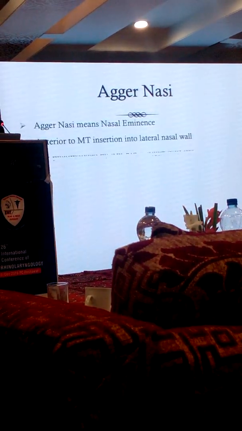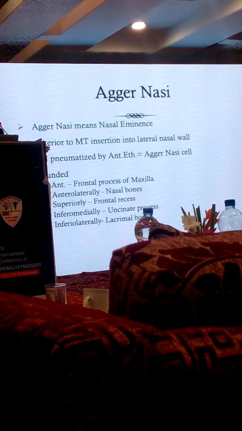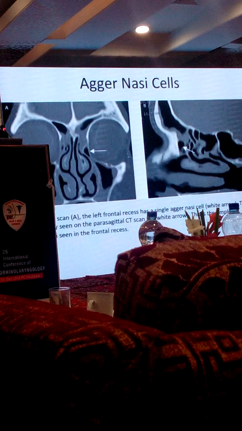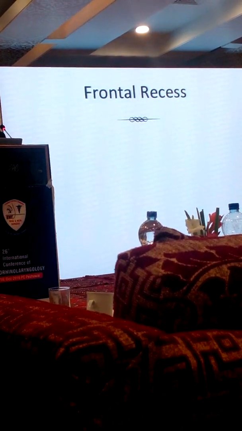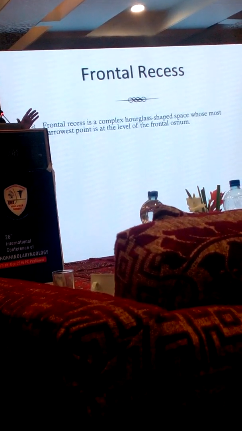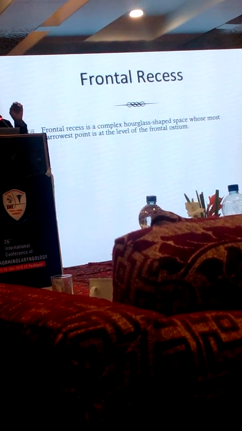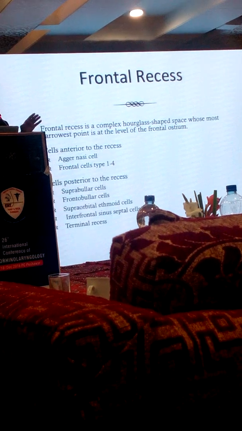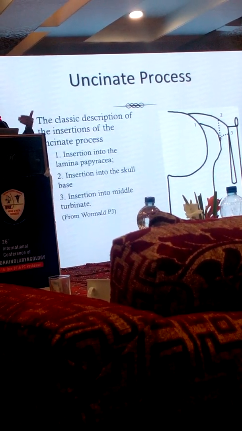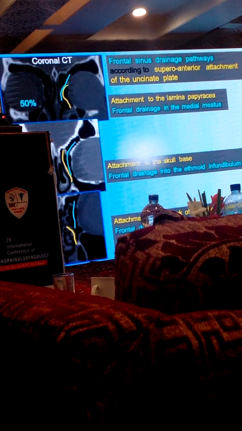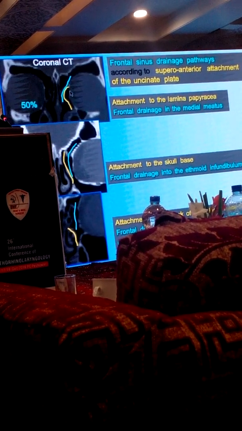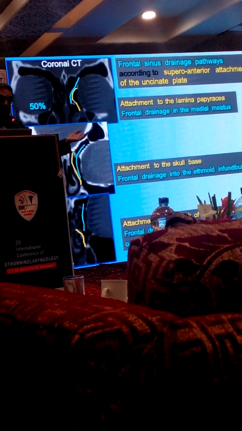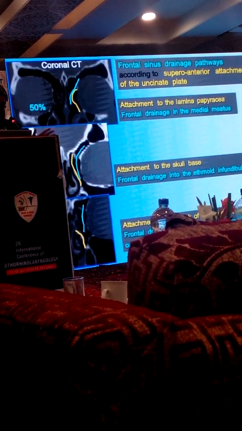Okay. There are a lot of things about agger nasi which I cannot discuss right now, but we have already mentioned. I will skip this here. This is a very important structure. This is the most difficult area to do in endoscopic sinus surgery, the frontal recess. This we can assess very nicely if we know the attachment of the uncinate. It will depend on the uncinate whether the frontal sinus drainage pathway is either into the infundibulum or into the middle meatus.